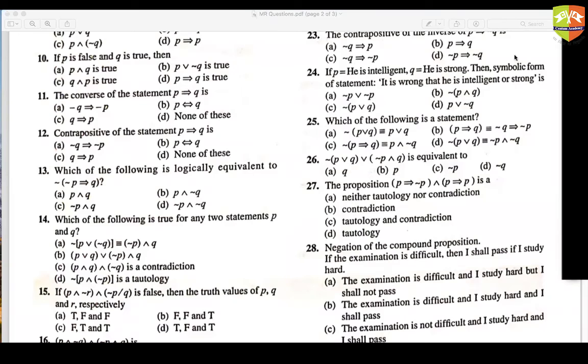What is the answer for the 11th one? Converse of this. While I was explaining, I told you, what is the converse? Converse is ulta. See, this is called contrapositive. It's called inverse. Yes, sir. Next. Contrapositive.